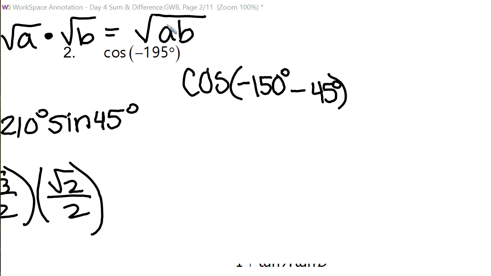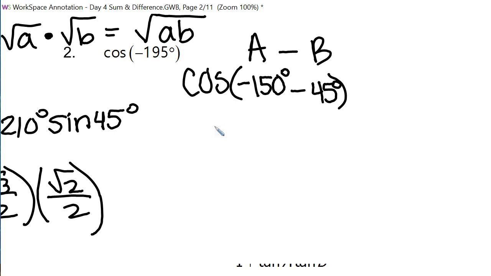So we are doing cosine of A minus B. So you need to be careful because what is angle A? Negative 150 degrees. What is angle B? Negative 45. It's just 45 degrees. So it's just the number behind the minus. Okay, so now, using the formula, we have cosine of A minus B.